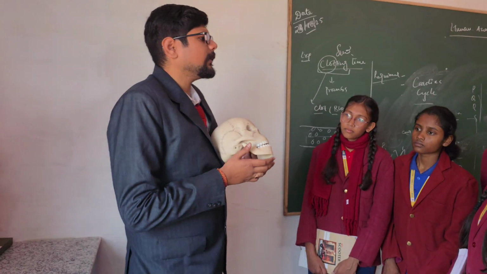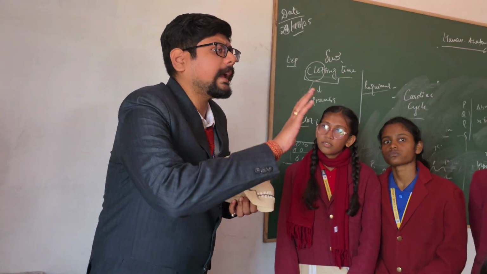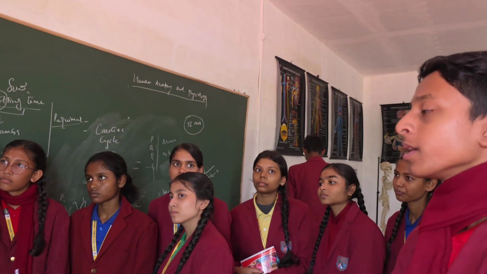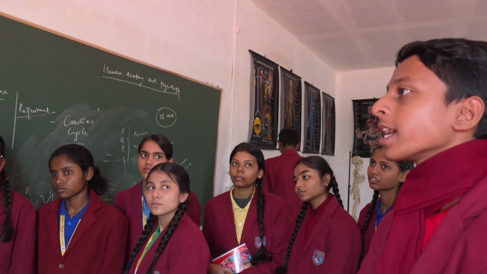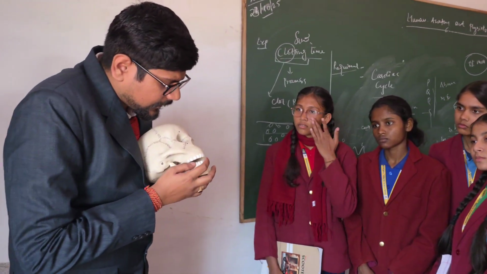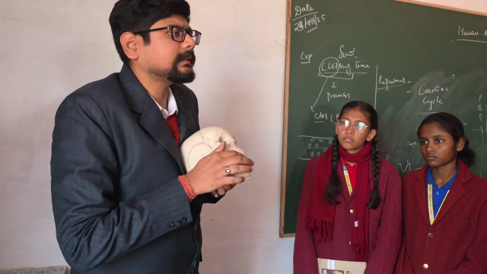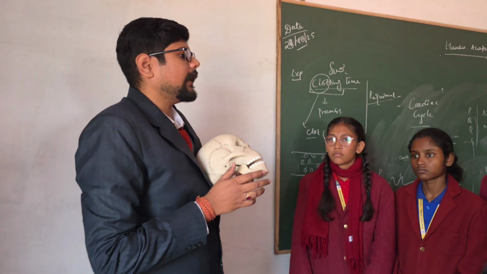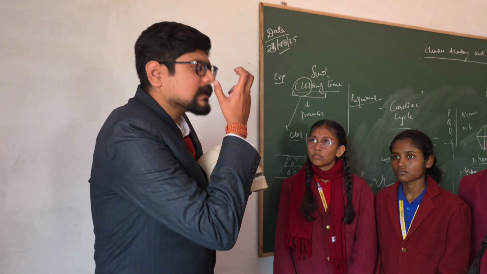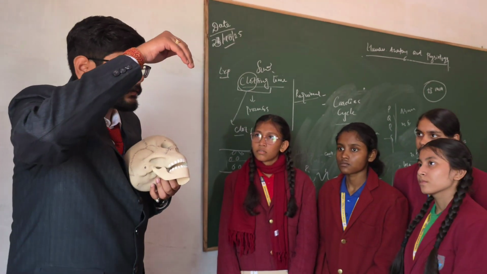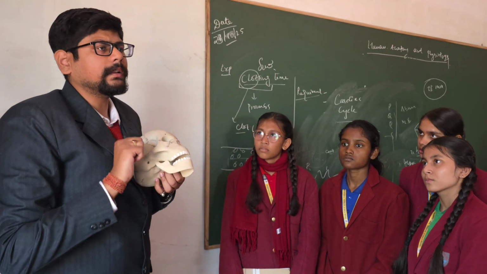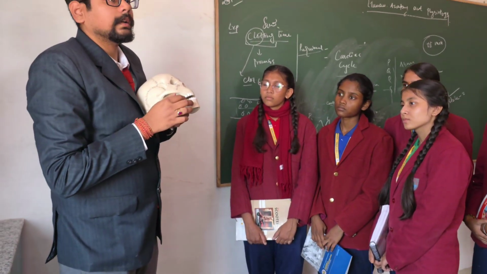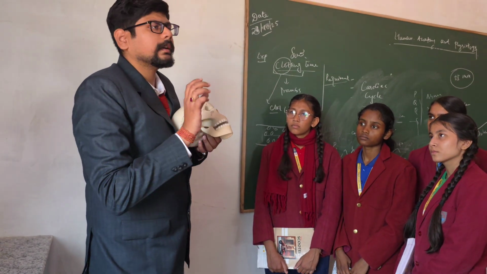Can anyone tell how many types of teeth we have? A human adult? Four. Very good. Name them. Molar, premolar, incisor, and canines. Very good. The frontal teeth are known as the incisors. They are used for cutting. For example, when we eat an apple, we bite and cut that apple into slices. Now, in the corner side, there are the canine teeth.